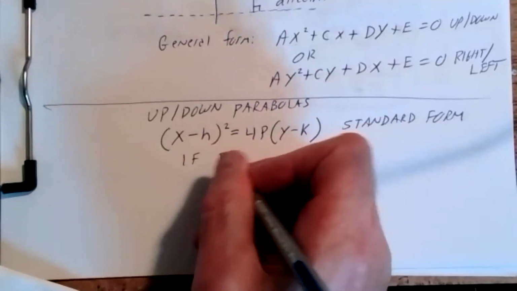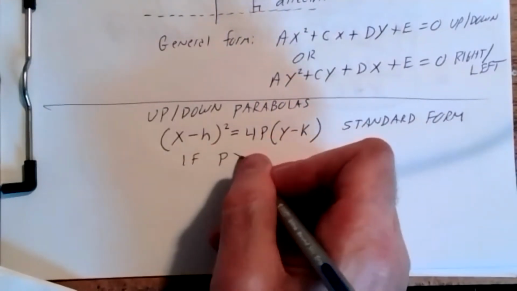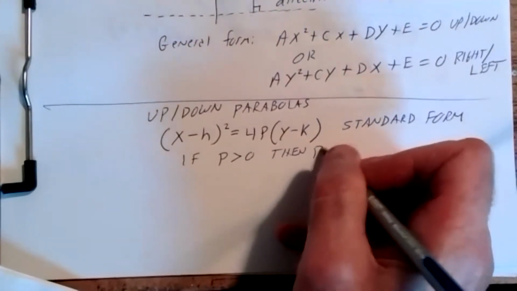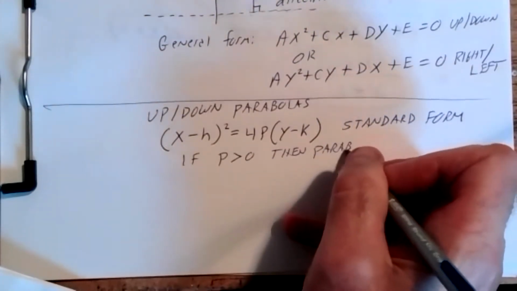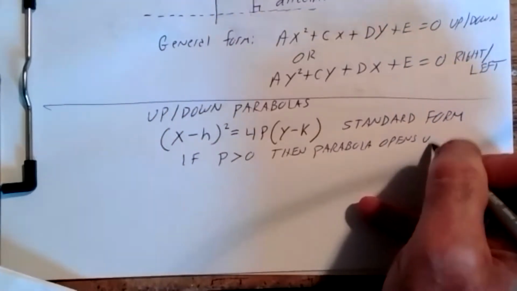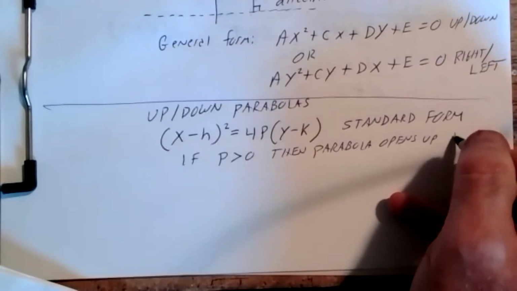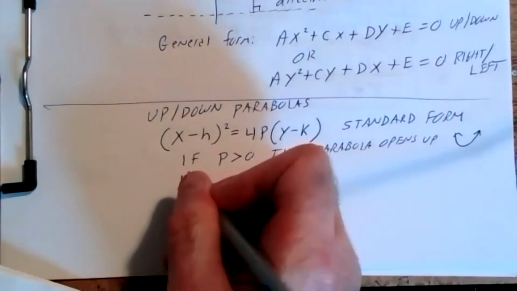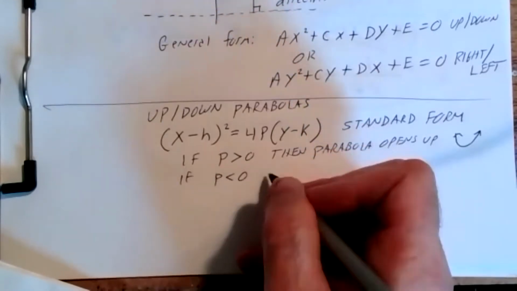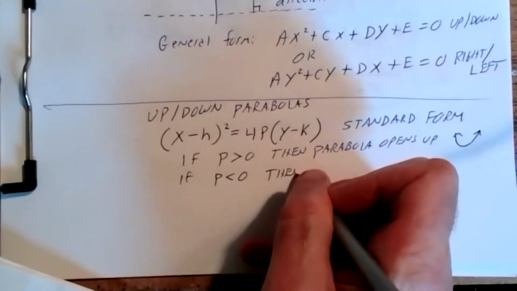If this number p here is greater than 0, then the parabola opens upwards. So the graph would look like that. If this number p in the equation is less than 0, meaning negative, then the parabola opens downwards.